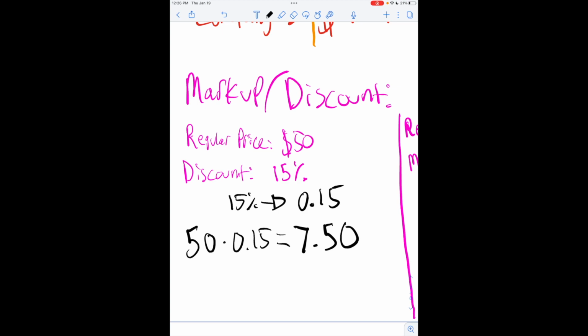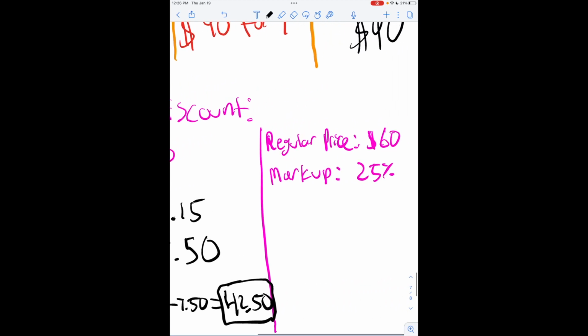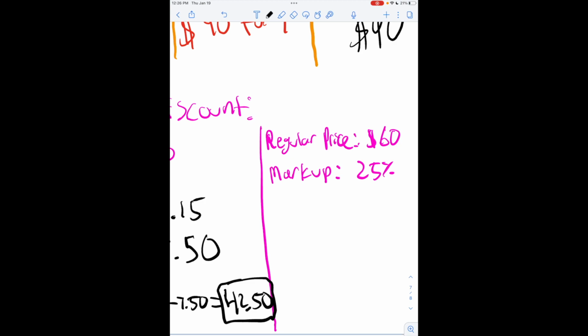And then I'm going to say, all right, if the selling price, what am I going to sell it at? I got to not just figure out the discount. I got to take my regular price, which was $50, subtract my discount, which is going to give me $42.50. So the selling price for this product would be $42.50. A markup tells me I have to multiply, or I have to increase the price.